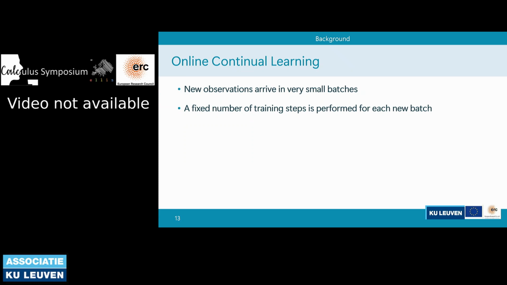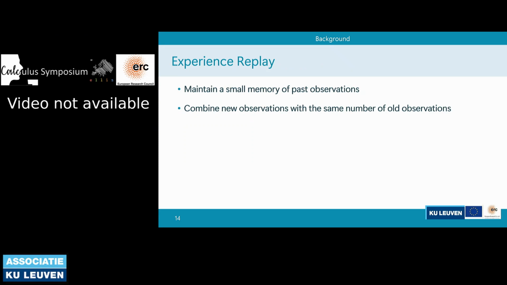And for each new batch of observations that the model observes, we assume that a fixed number of training steps takes place, and this number is typically very small. It can be anywhere from 1 to 5 to 10 training steps. The main paradigm for solving online continual learning is an approach called experience replay.